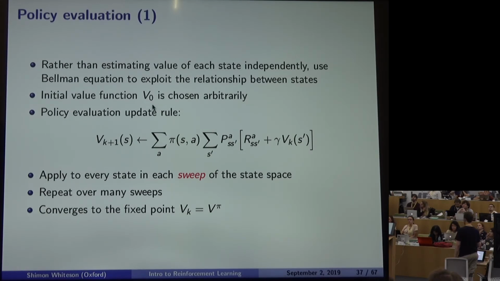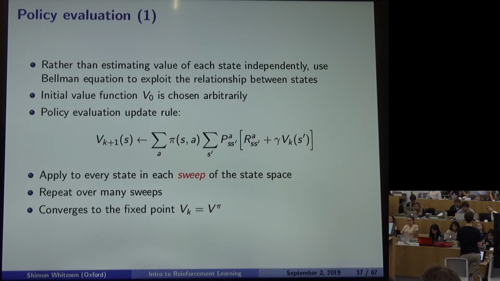It's chosen arbitrarily. So in the context that we're looking at today, everything that we compute or learn is going to be tabular. That means we just write it down in a big table. So our value function is like a big vector, and for every state, it has an entry that says what the value of that state is. So we initialize that vector arbitrarily, that's V0. Now, we define an update rule for incrementally improving this estimate of the value function.